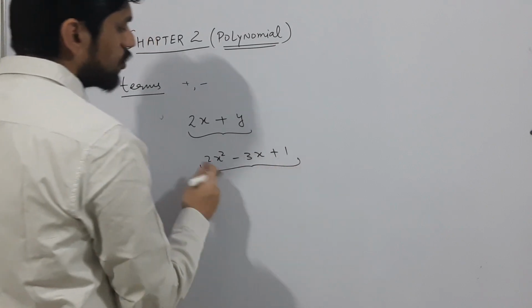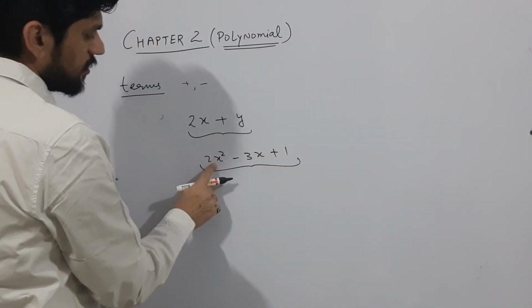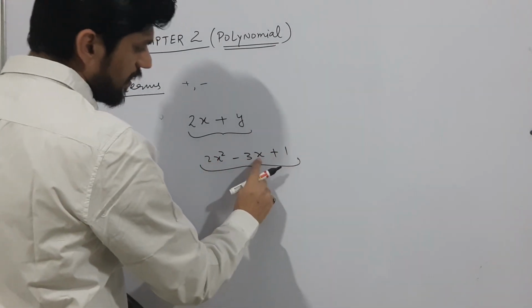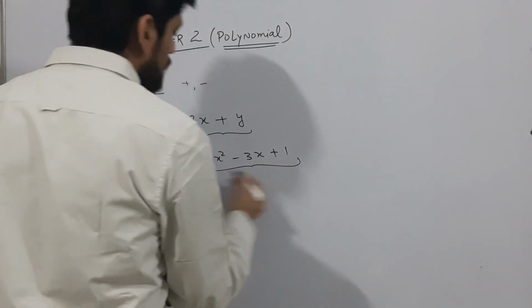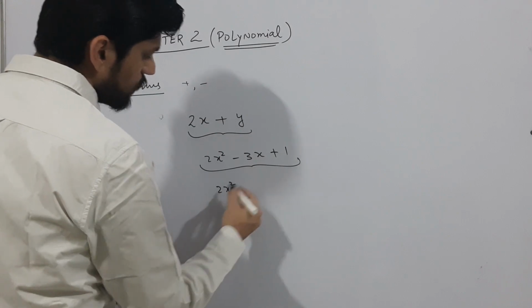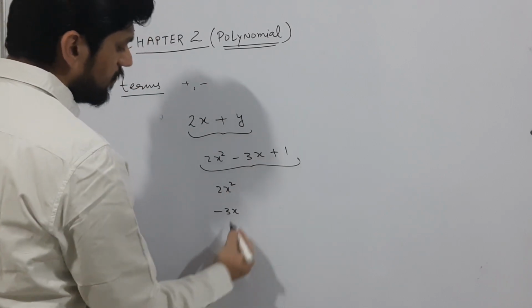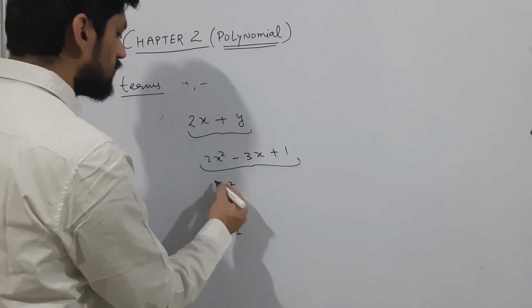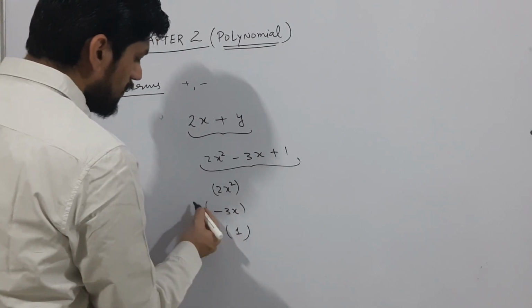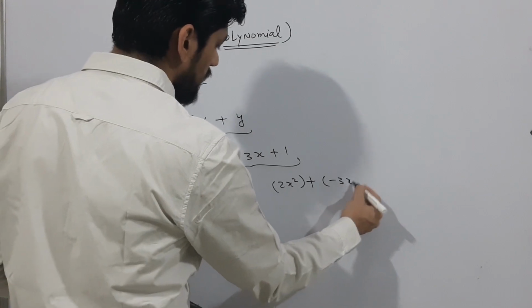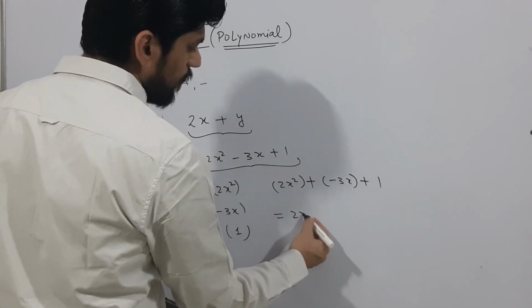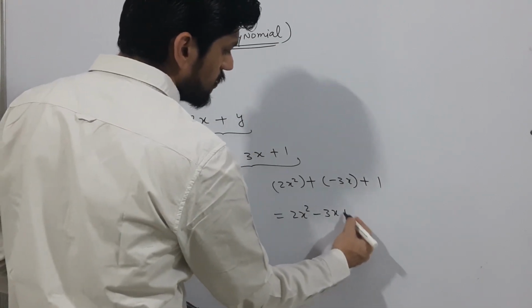This is a combination of three terms, where this is one term, minus 3x is second term, and this one is third term. So if I separate these terms, 2x square is one term, minus 3x is second term, and third is plus 1. These three terms are connected by a plus symbol. So 2x square plus minus 3x plus 1. If you open it, 2x square minus 3x plus 1.